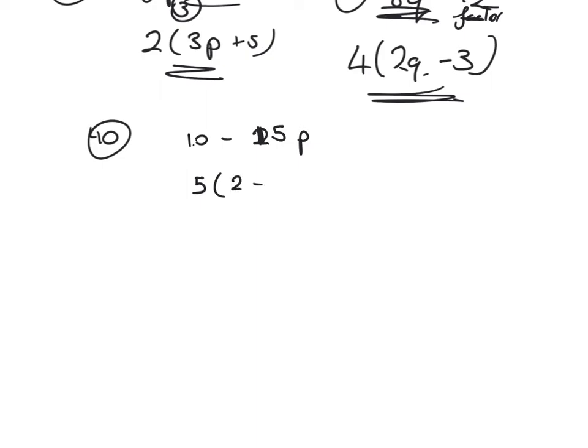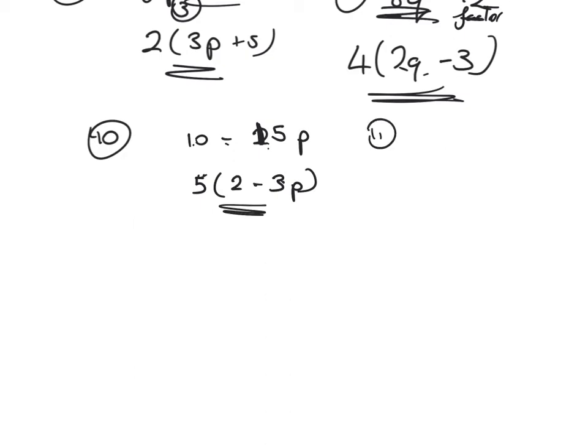There's a minus in the middle. 5 times what gives me 15p? Well, 5 times what gives me 15, that's 3. So 5 times what gives me 15p, that's 3p. 5 bracket 2 minus 3p, is that the correct answer? Let's check. 5 times 2 is 10, minus in the middle, 5 times 3p is 15p. That's the correct answer.